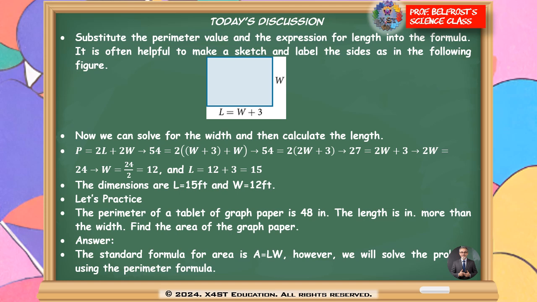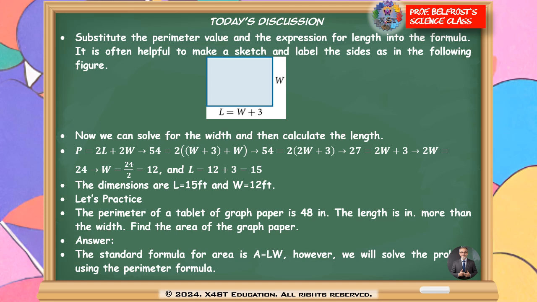Now the third example: the perimeter of a tablet of graph paper is 48 inches, and the length is... I'm sorry, I mistyped something. Okay, it's some number of inches more than the width. So find the area of the graph paper. Let's see what information I mistyped here.